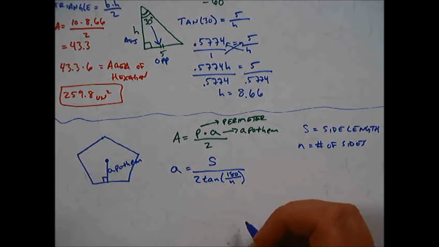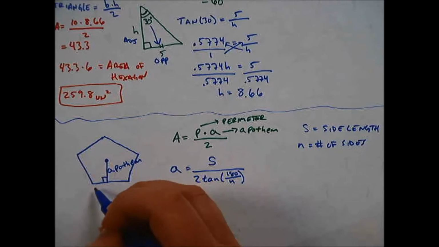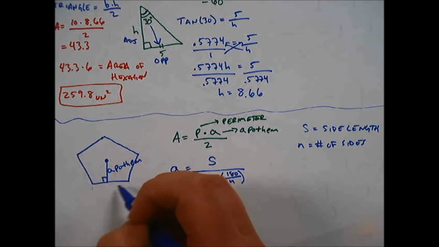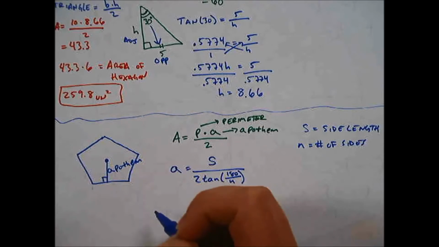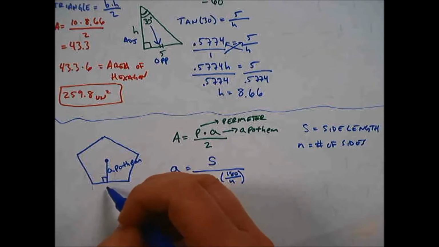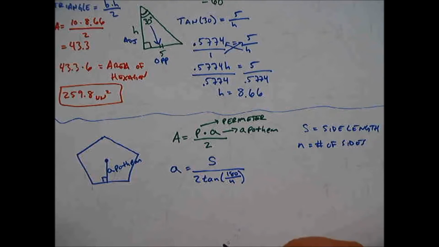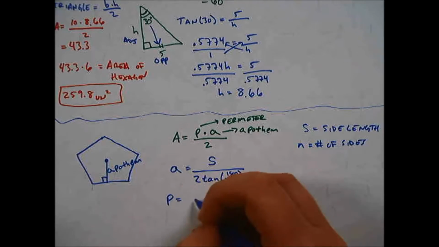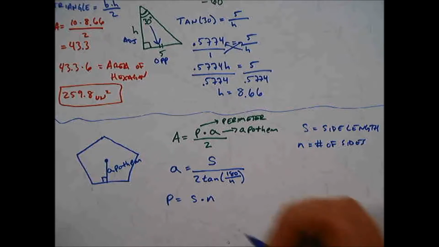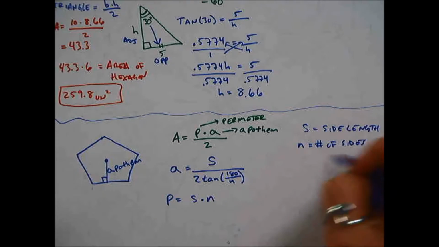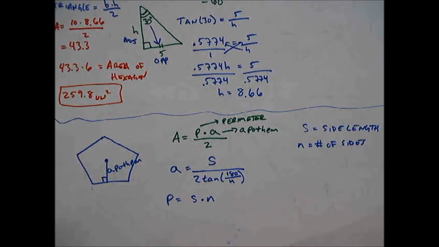Okay, and then the formula for perimeter is just, if all of these sides are the same length, perimeter is the distance around the outside. So it's just the side length times the number of sides. So for perimeter, that's just side length times number of sides. So S times N, using this same notation right there.